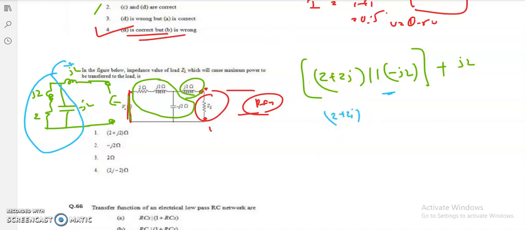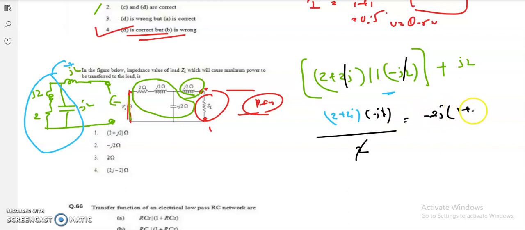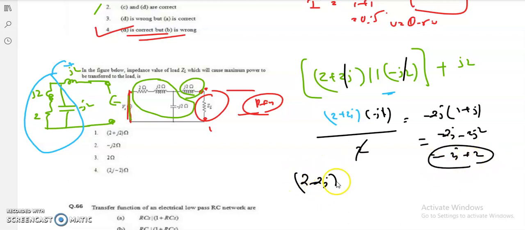2 plus 2J into minus J2 divided by addition of both these two. That means R1 into R2 divided by R1 plus R2. So addition of both these two leads to 2, because 2J and minus 2J get cancelled. Now from this one 2 gets cancelled. So finally I will get minus 2J times 1 plus J. Just multiply, then I will get minus 2J minus 2J square. J square is nothing but minus 1. So minus 2J plus 2. So finally I got 2 minus 2J. It is in series with J2. So 2J gets cancelled, then finally I got 2 ohms.